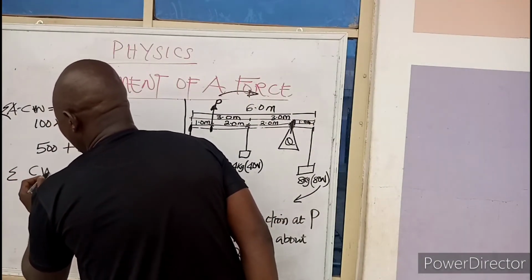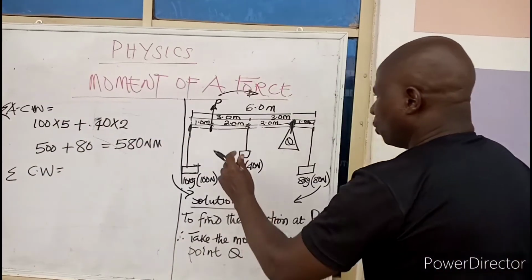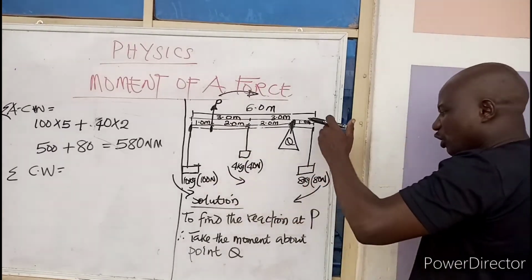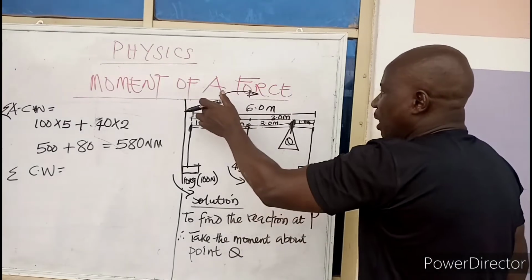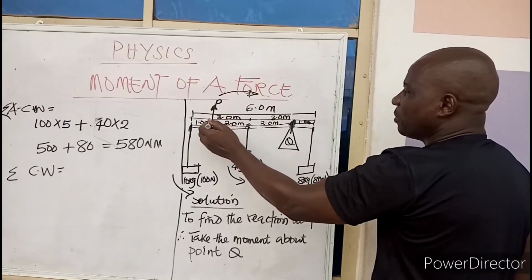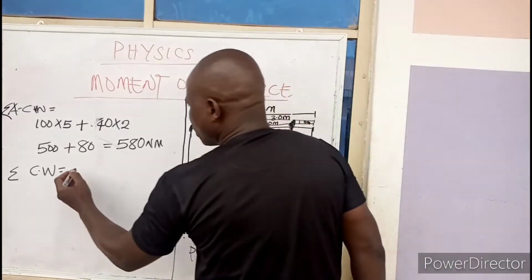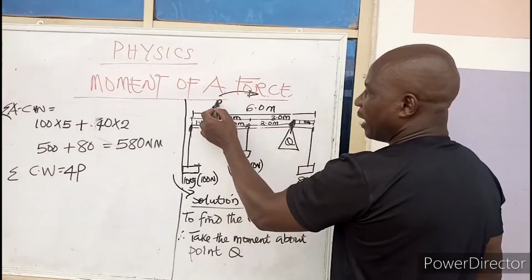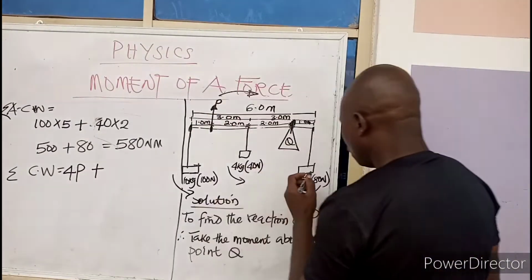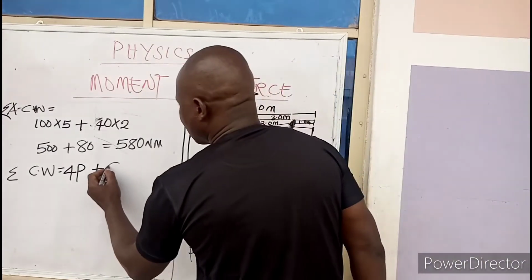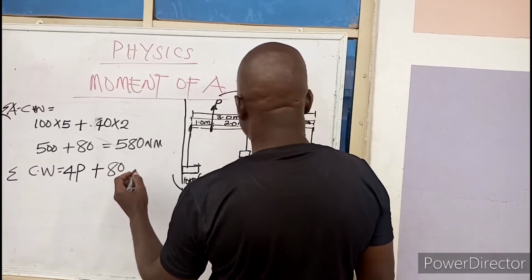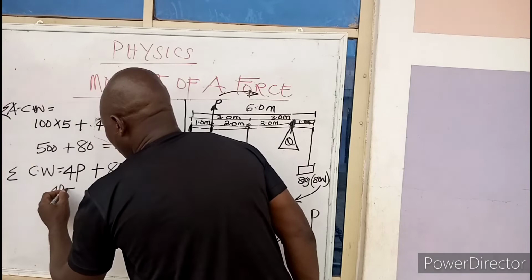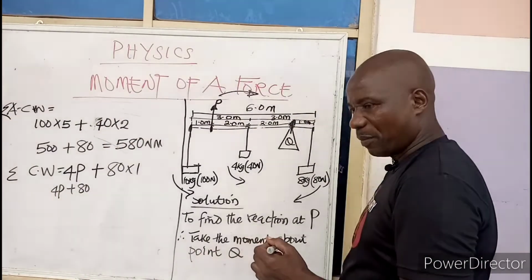So let's go to our clockwise. Now, when these two weights are going this way, this one has to produce a counter. The distance is from here to this point where you are taking your moment. So it's going to be 4P, that is 2 plus 2, that is 4, times this P, that's 4P, plus this one goes this way, that is 80 times 1. So this will give me 4P plus 80.